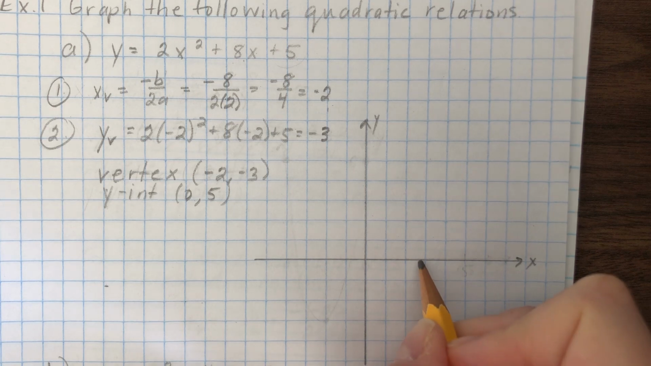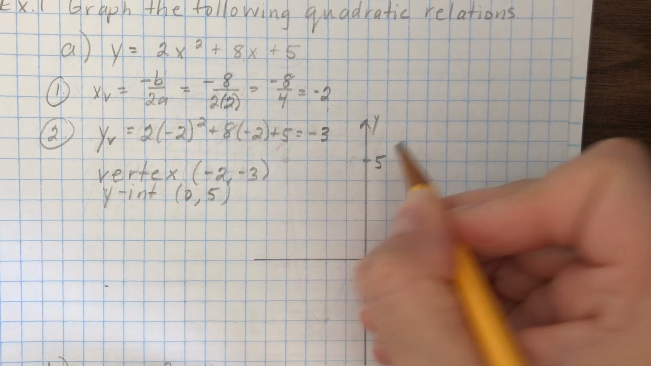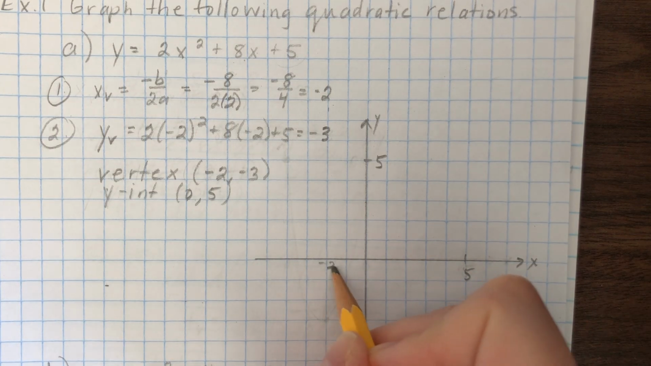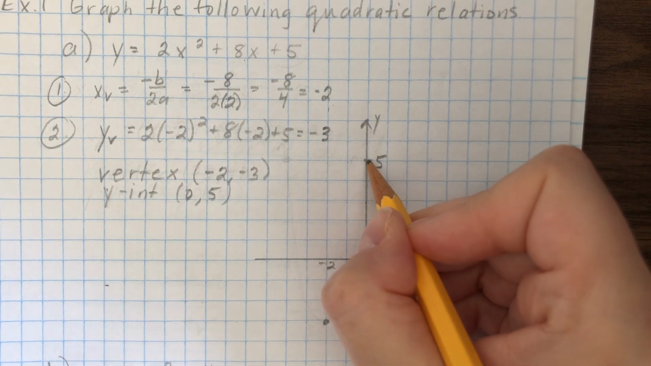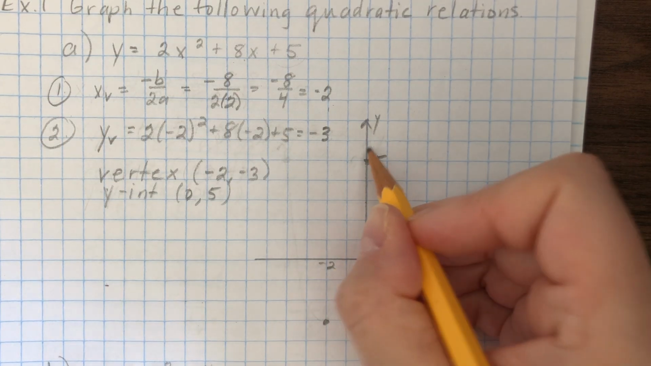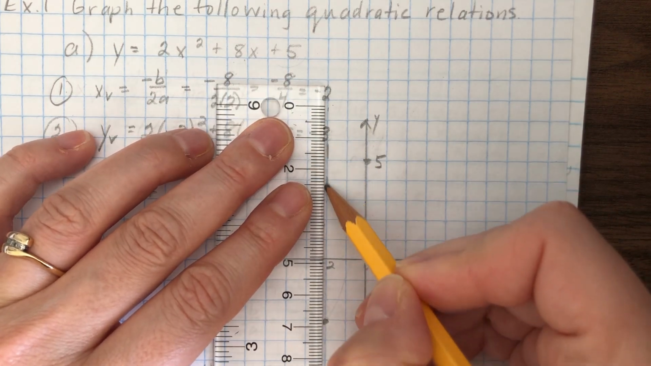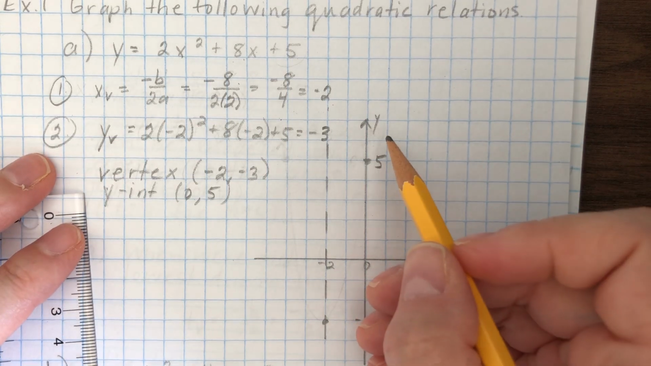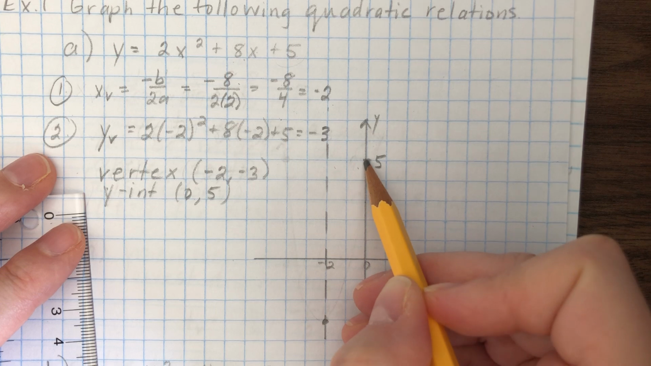And I'm going to scale everything by 1s here. Okay, so we have the vertex at negative 2, negative 3 over here. We have the y-intercept at 0, 5. And we know that the axis of symmetry passes through the vertex. And we can see that the y-intercept is exactly 2 units away from this axis of symmetry.